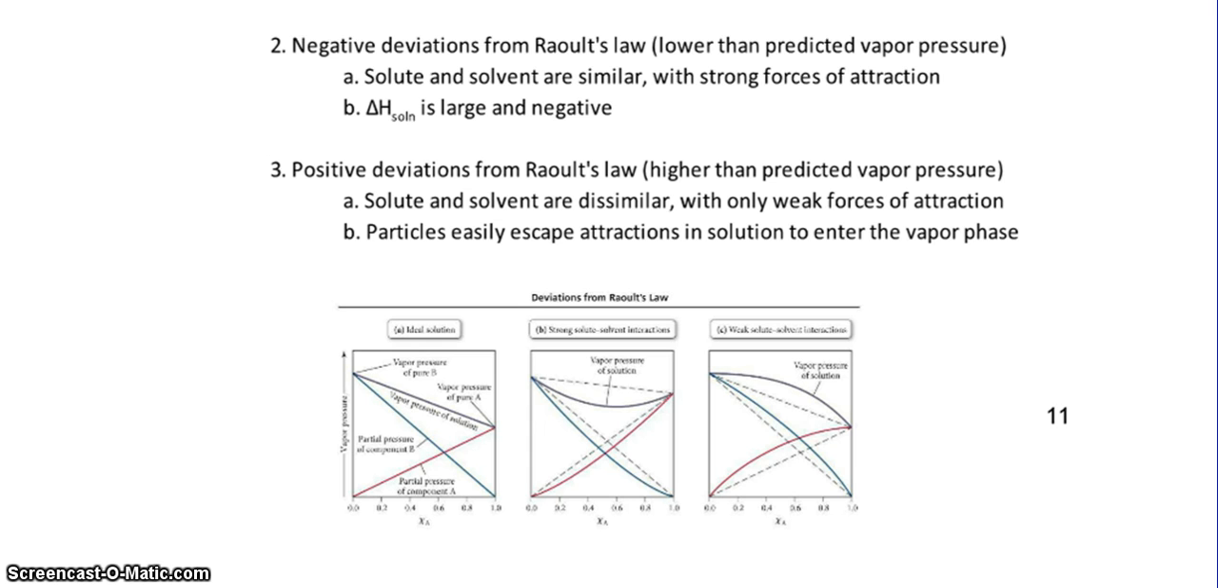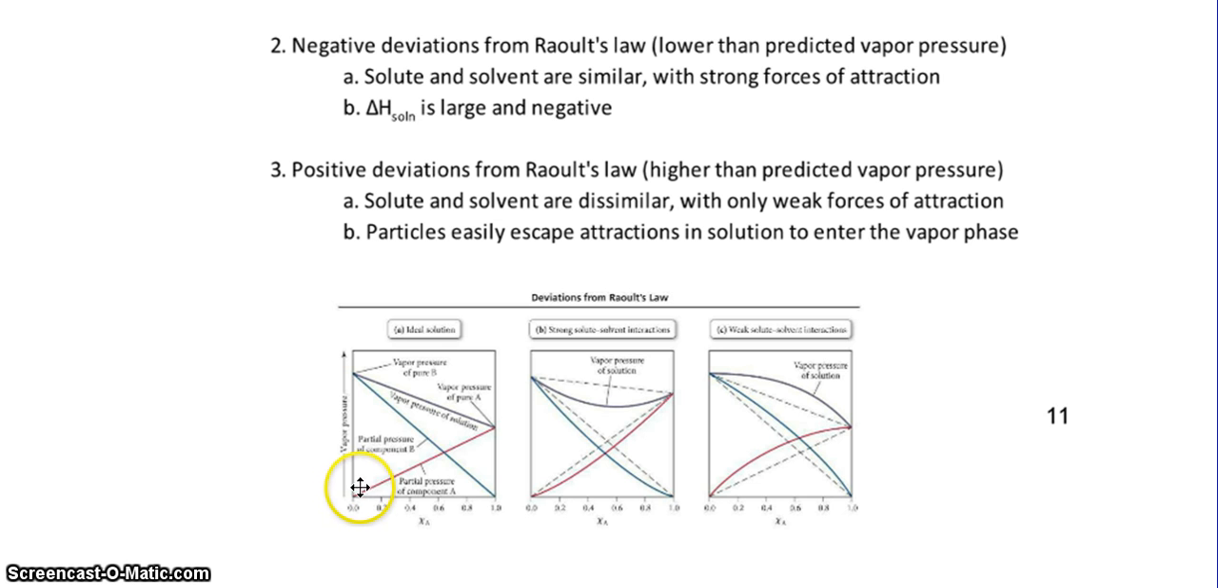A positive deviation is, again, there are only weak attractions, so more are likely to enter the gas phase, and so you have a higher vapor pressure than expected. So these three graphs are showing that. So notice on my notes, they're colored.